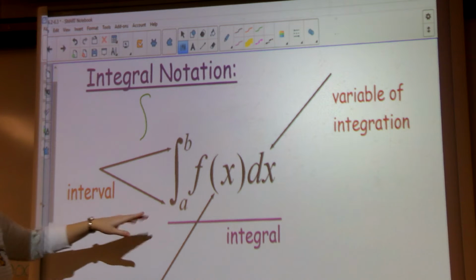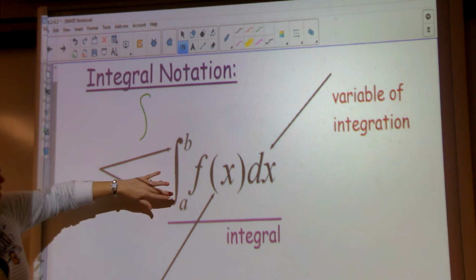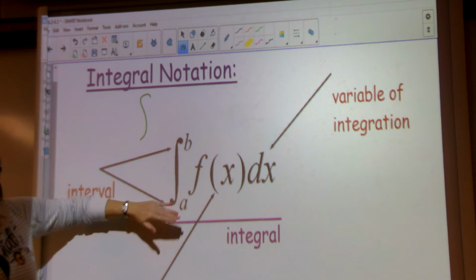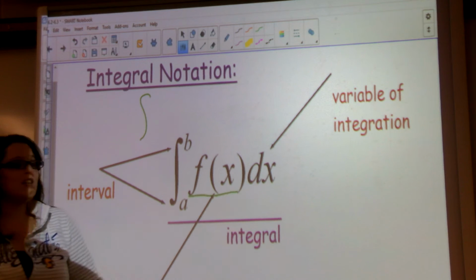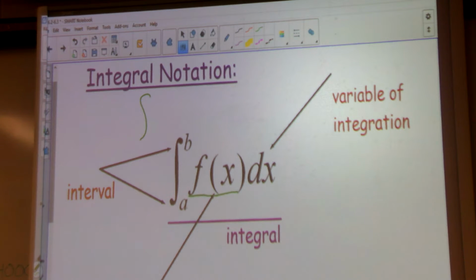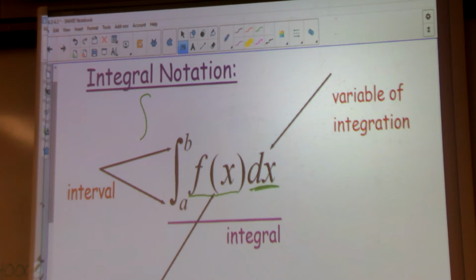So, we put our integral, and it does matter, the interval in order, small to big. Okay, A to B. Order does matter. This is called our integrand. The actual function is called the integrand. You do need a dx. That is saying your variable is x. You're integrating with respect to x.